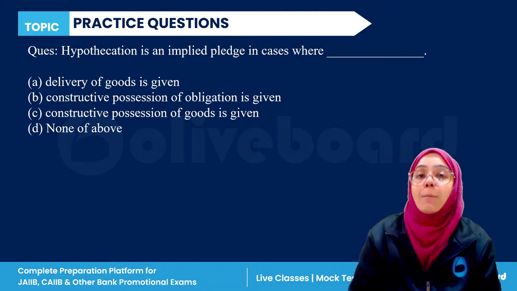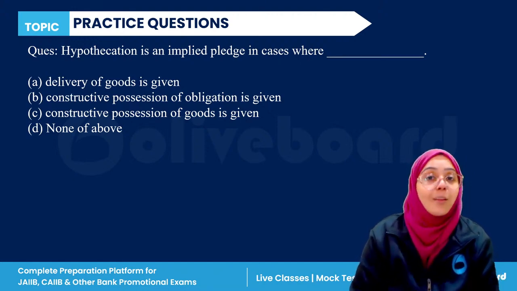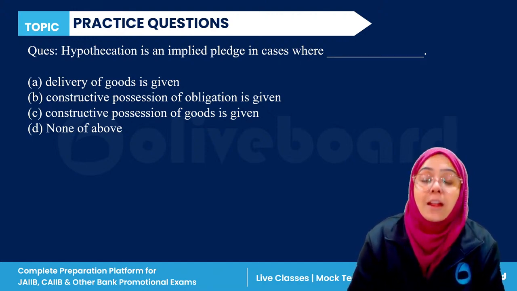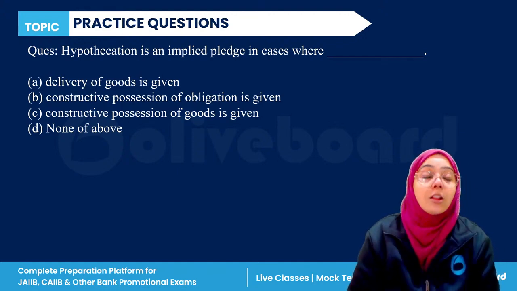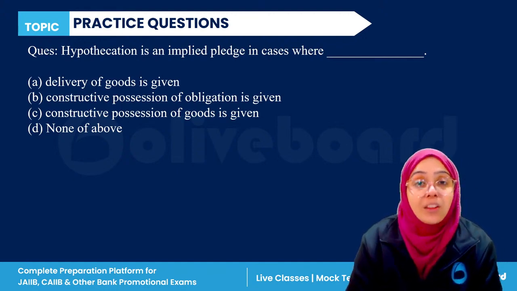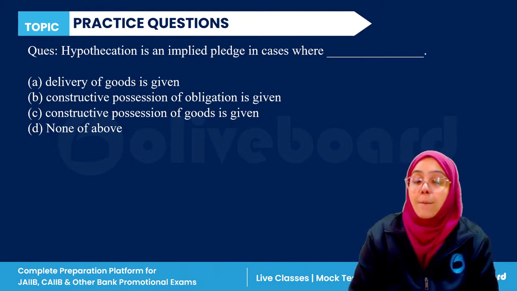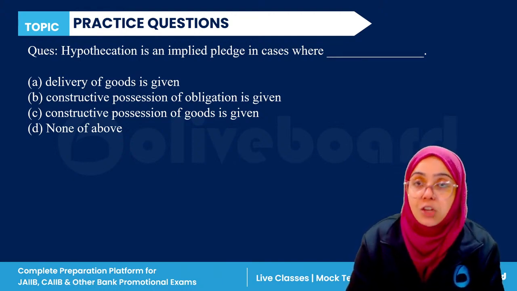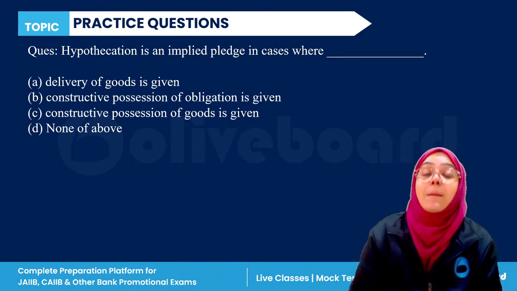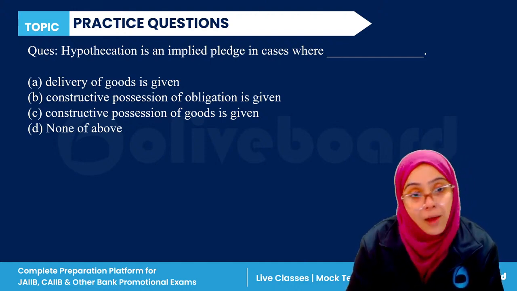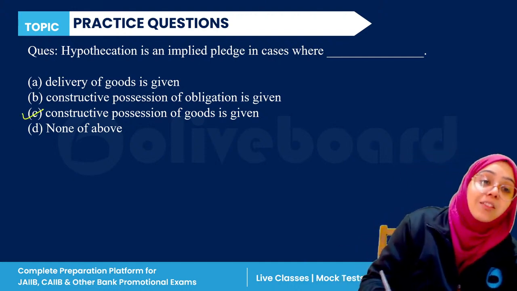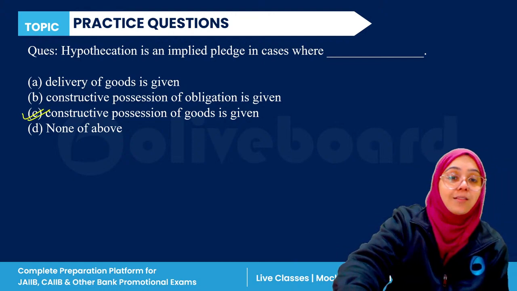For example, I have hypothecated my car. It means that the car is a movable asset. I have given my car to the bank for the loan, right? But the possession is not transferred to the bank. I still have the possession of my car, but I have given the constructive possession. It means that I have deposited my papers to the bank. So it is called constructive possession. C is the correct answer here. Okay.